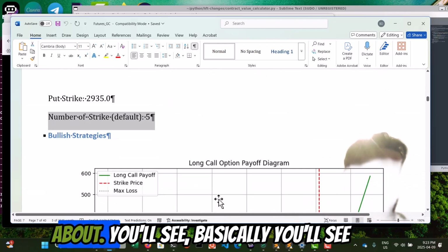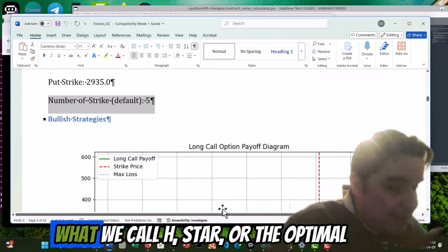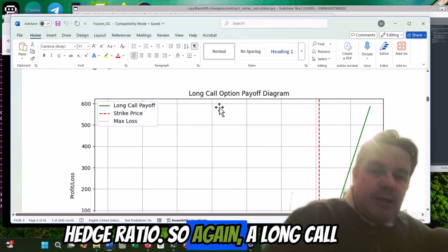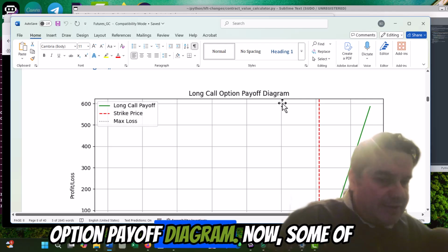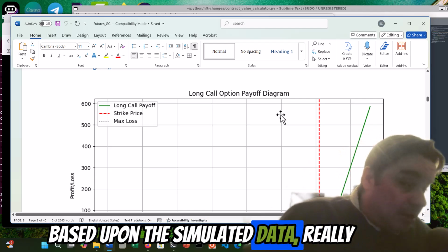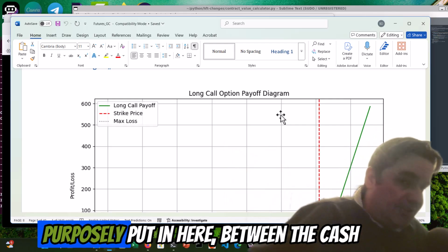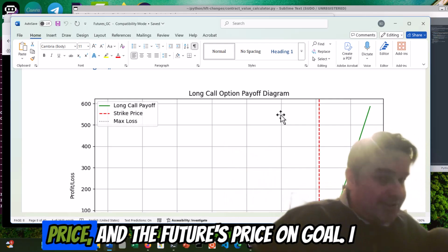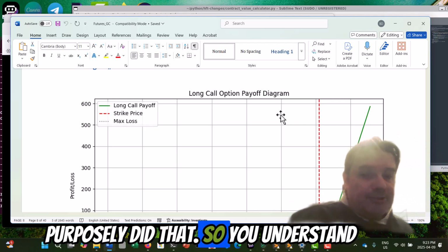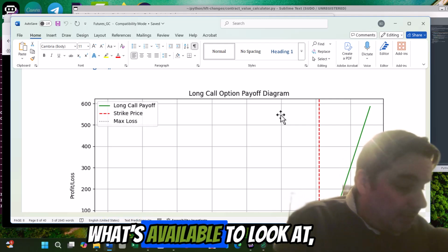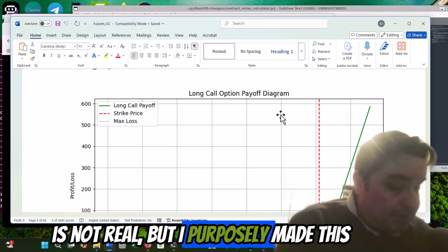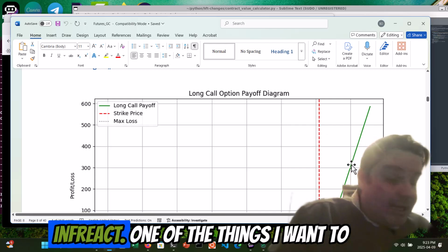Okay, and that's what it's about. You'll see what we call H star or the optimal hedge ratio. So again, long call option payoff diagram. Now, some of these are going to be really messed up, because the simulated data is really out of whack, or the data that I purposely put in here between the cash price and the futures price on gold. I purposely did that so you understand what's available to look at, understand visually what's there. This is not real, but I purposely made this incorrect.